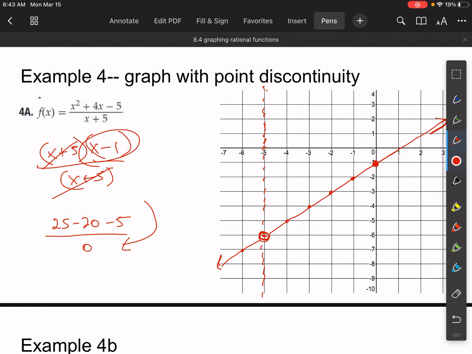Once you see that, you can choose values to the left and to the right of that thing. So if you plugged in a -6, you'd have 36 minus 24 minus 5 over -6 plus 5 is -1. Okay, so 36 minus 24 gives you 12. 12 minus 5 is 7. Sorry, positive 7. 7 divided by -1 is -7, which is where we're at, right? So you could plug these things in to see where this line is, but it'll end up being whatever's left when you cancel those two things out with a hole here.